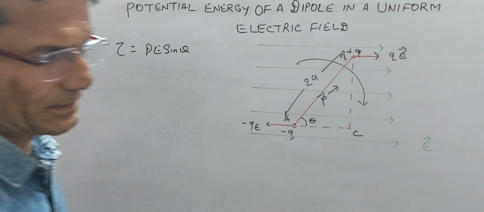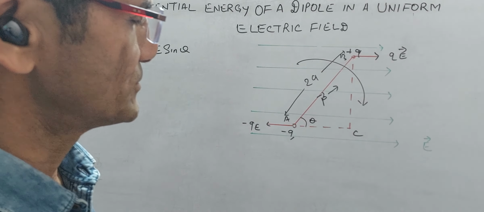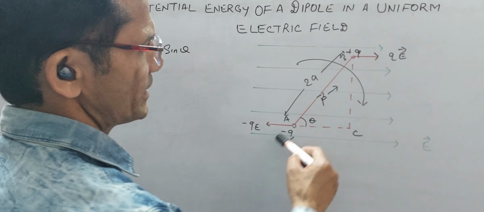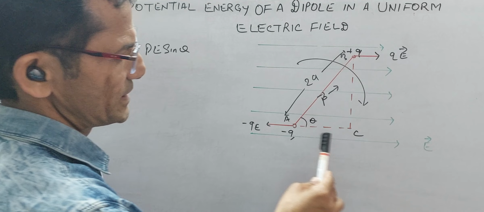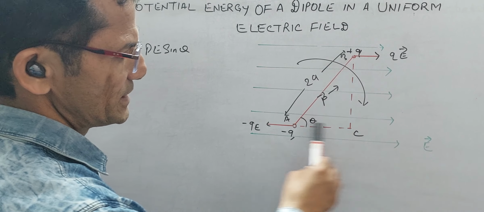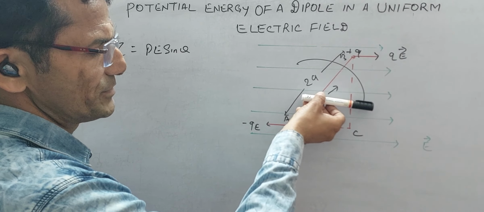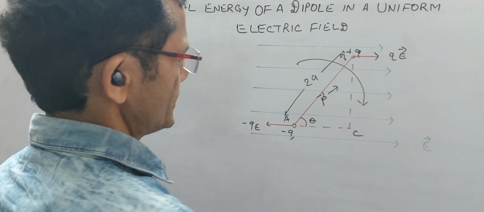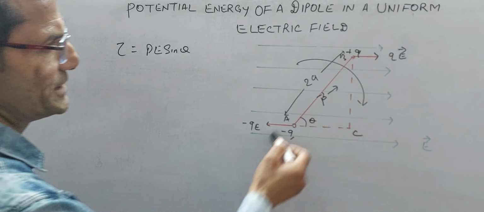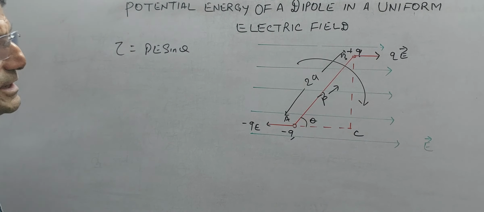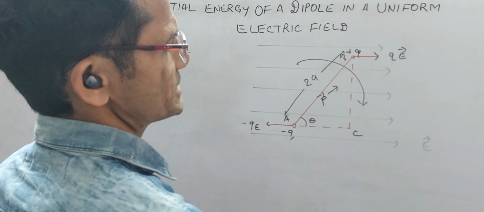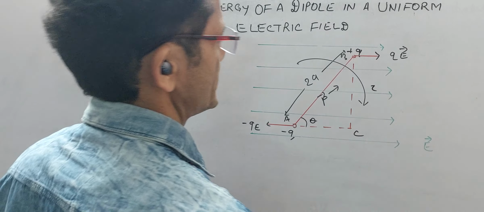These two forces, equal in magnitude but in opposite directions, make a couple. One force is along this one, the other force is along this one. They are anti-parallel, so they can rotate the dipole in the direction of stable equilibrium position. Let us go to this position. There is a torque tau. It has a tendency to rotate the dipole in the clockwise direction.